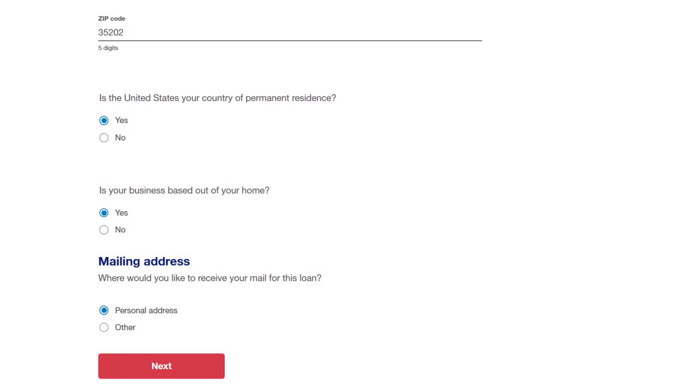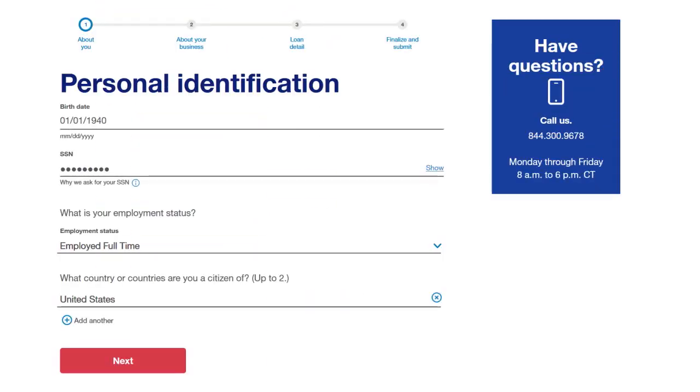And now here they want to have more information about you in terms of personal identification. So they're asking for your birth date. You put it there. Folks, all the information we put in this form is fictitious, all right? This is just a tutorial. We're not risking a hard pull on any team member here. So you put your social, your employment status, your country of citizenship.